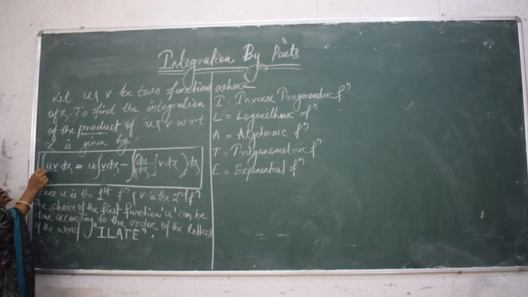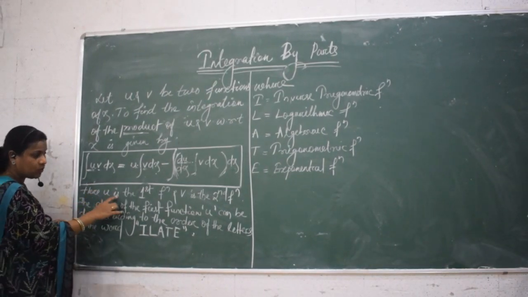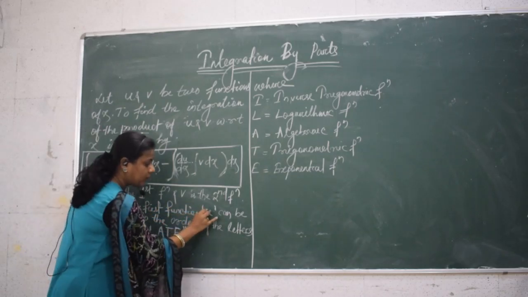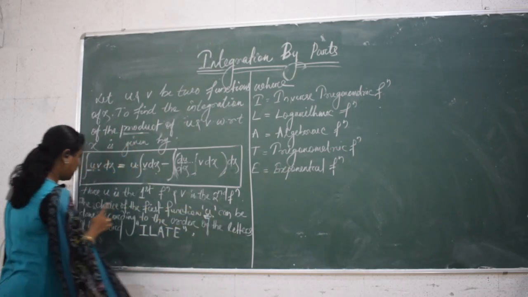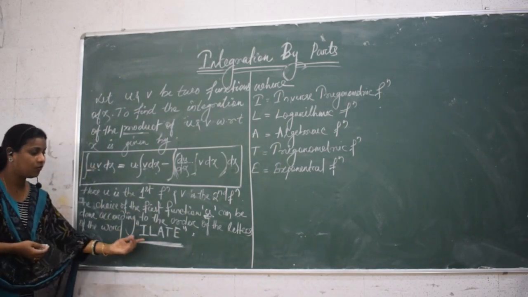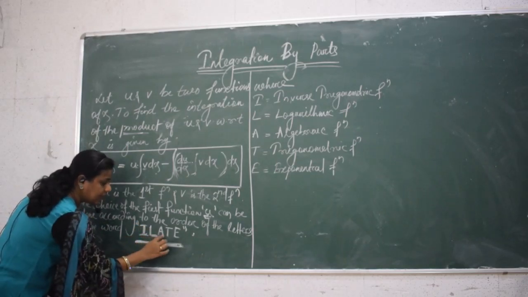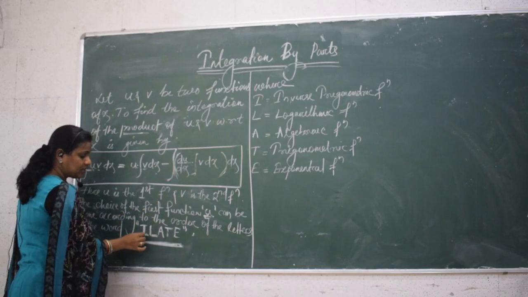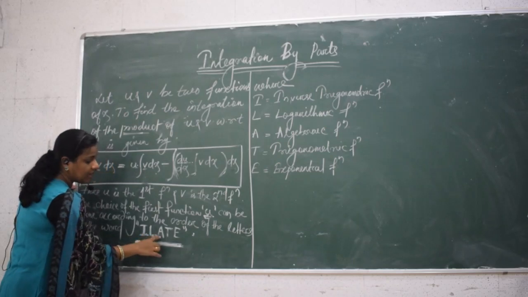So the point is how to take the first function. Here I have written that u is the first function and v is the second function. How to choose the first function u? You can choose it according to the order of the letters of the word ILATE. So this is the word ILATE, and we should know what ILATE is.